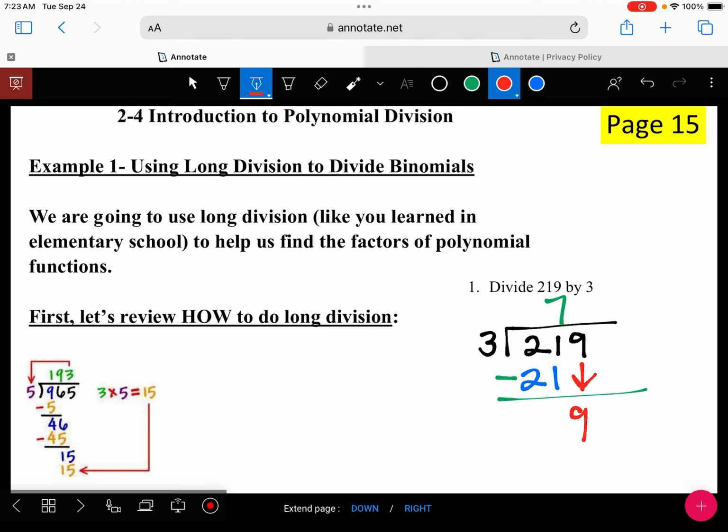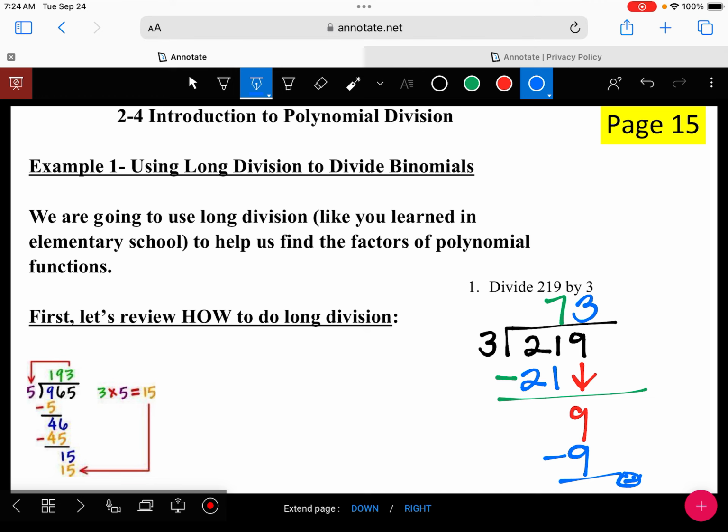And then you would start the process over again. You would say, well, how many times does 3 go into 9? If you look at your multiplication chart, which you don't have to get out at the time, 3 goes into 9 3 times. And then you would take the 3 times 3, which is 9. You would subtract and get a remainder of 0. That is what we're going to do, except we're going to do it with polynomials, okay?